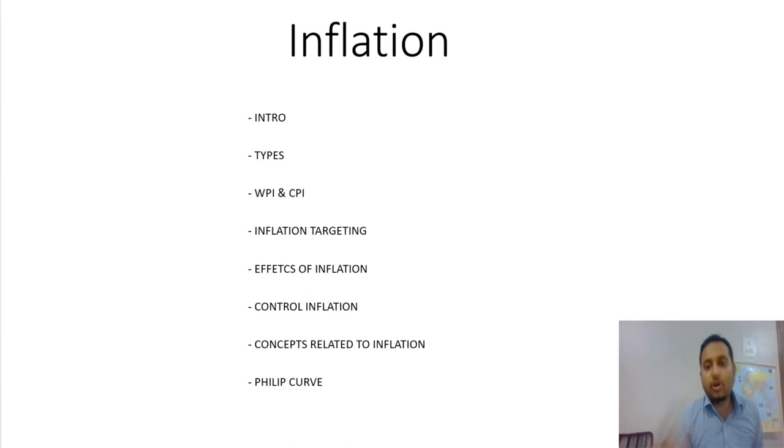The subtopics we will be covering under inflation are introduction, the types of inflation, WPI and CPI, the process of measuring inflation and inflation targeting, effects of inflation, how to control inflation, the concepts related to inflation, and Phillips curve. So now let's start with the introduction of inflation.